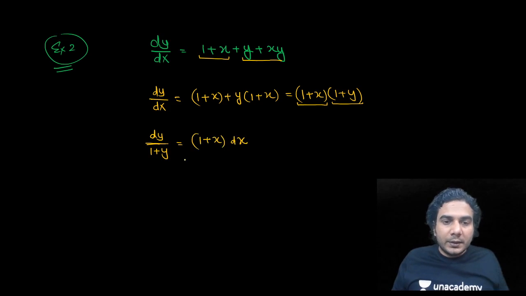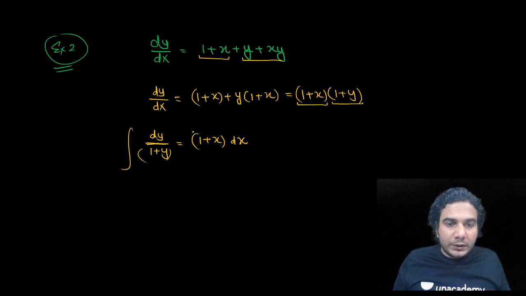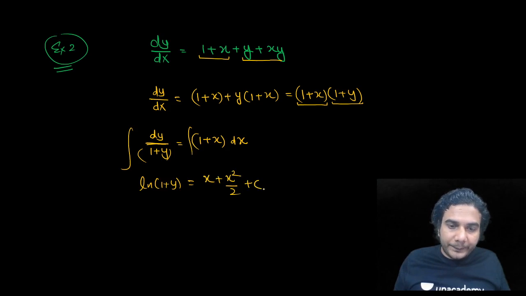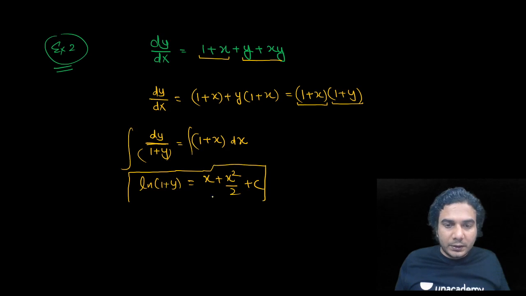All right, now see, you can integrate it easily. The integration of this is ln of 1 plus y, and the integration of the right hand side is also extremely easy. It is x plus x squared by 2 plus c. Okay, so in this way you can solve it. This is the solution. It was an easy problem. You just needed to express it in variable separable form.